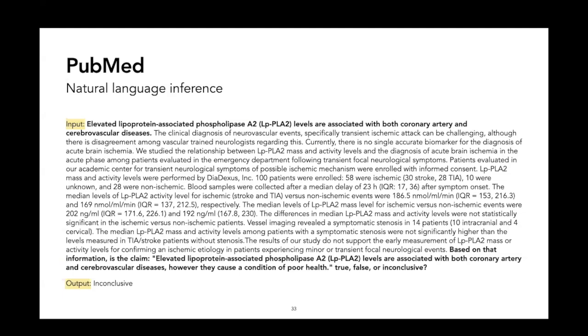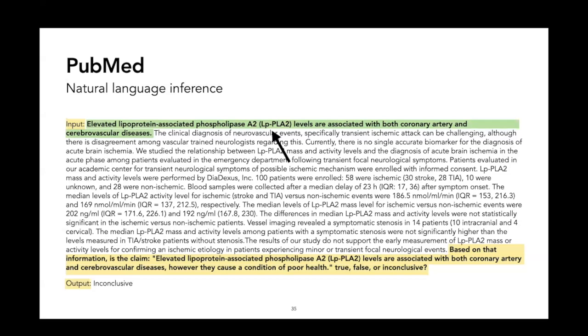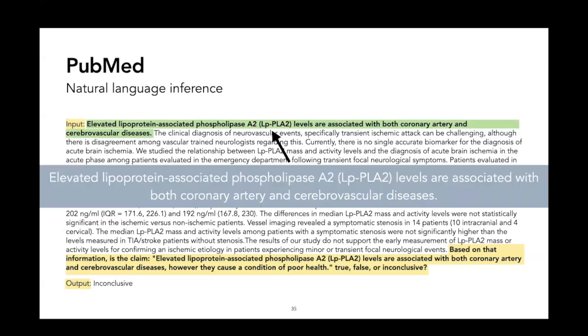Here's the instruction response pair. This is a possible hypothesis generated by Bonito about this paragraph. This reads as follows: Based on that information, is the claim "elevated LPPLA2 levels are associated with coronary arteries and cerebrovascular diseases. However, they cause a condition of poor health" true, false, or inconclusive? Now, this might not be the most grammatical sentence, but this is still very interesting. It looks like the first sentence contains the answer we're looking for: elevated LPPLA2 levels are associated with both coronary artery and cerebrovascular diseases.